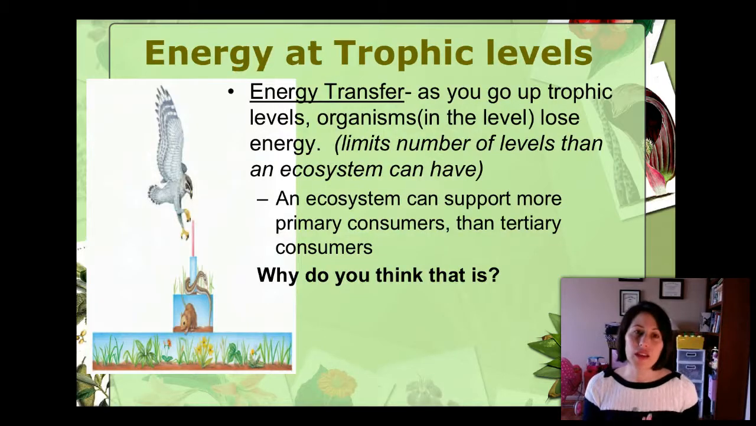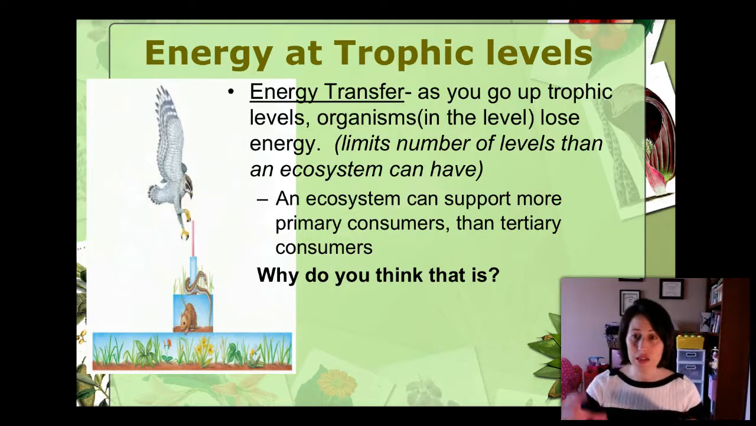So when we're looking at energy at those specific trophic levels, as you go up the trophic levels, or as you go from primary producer to primary consumer to secondary consumer and on up, organisms within those levels are actually losing energy. Because of this, it limits the number of levels that an ecosystem can have. So last video I said that typically there's no higher than a tertiary or possibly a quaternary consumer within that food chain. And this is why.